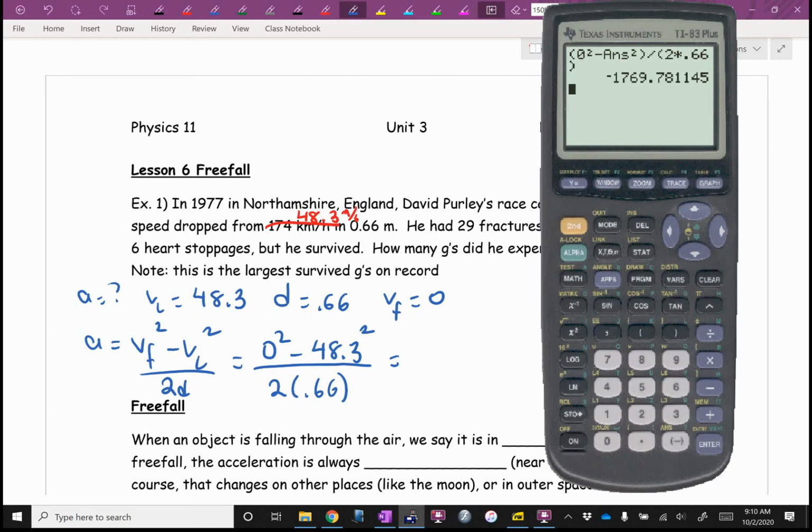I get negative 1,769.78. I'm going to write negative 1,770 meters per second squared.